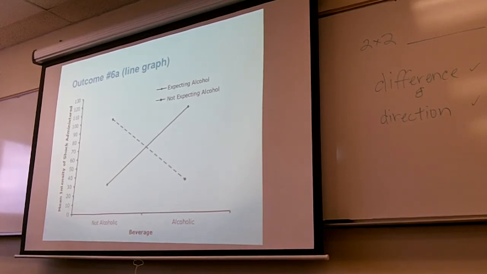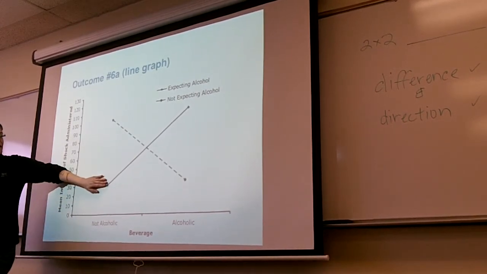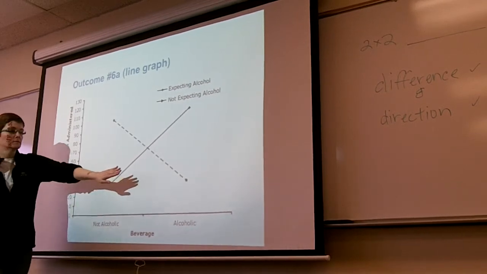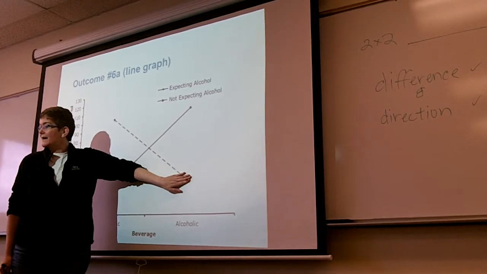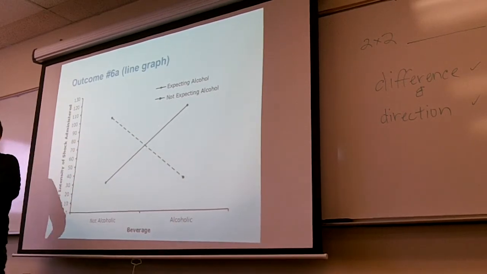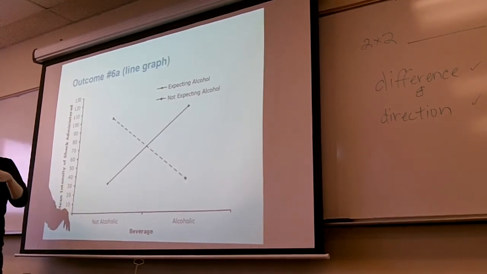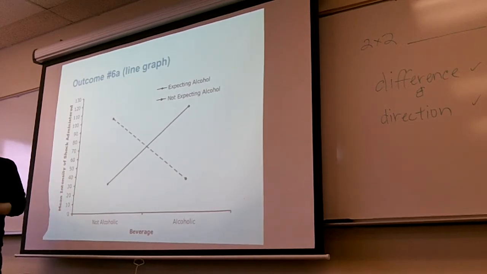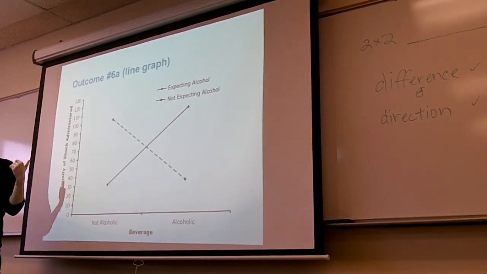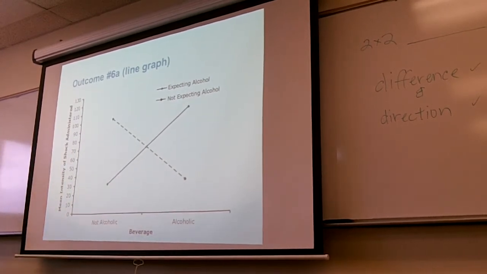I don't know why that would be true, but that's what that graph says. So if people were expecting alcohol and they didn't get it, or if they were expecting non-alcohol and they got alcohol, they shocked less. So people who got the beverage they were expecting shocked the target significantly more than people who got the beverage they weren't expecting. That's what happened here. Now let's think about the main effects.